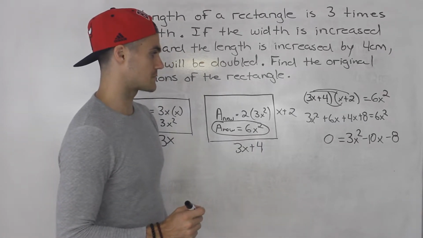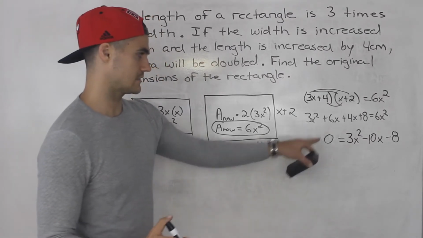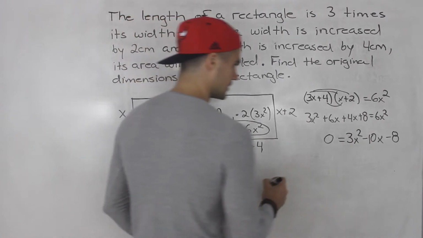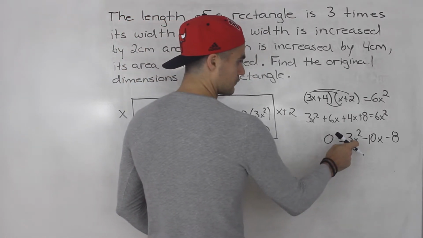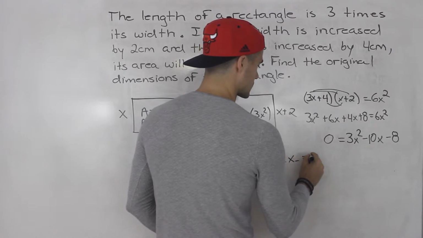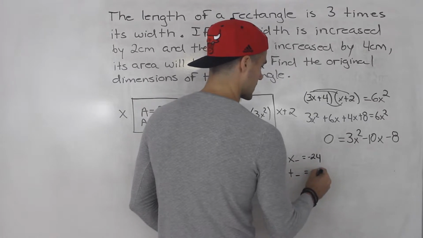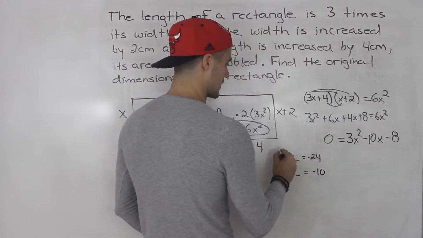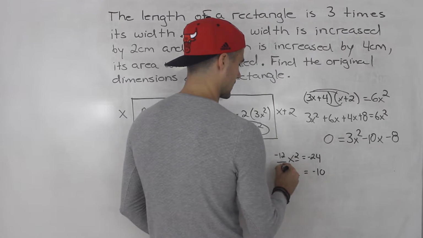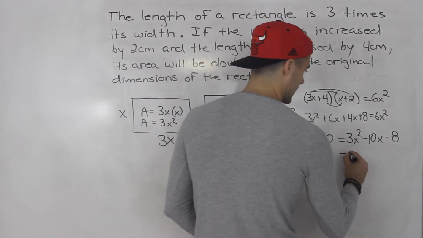There are multiple ways to solve it. You could try to factor it. You could throw in the quadratic formula. I think this is actually going to factor smoothly. So if we do factor this, 3 times negative 8 is negative 24. So we need two numbers that multiply to negative 24 and add up to negative 10. That would be what? Negative 12 and positive 2. Both of those work.